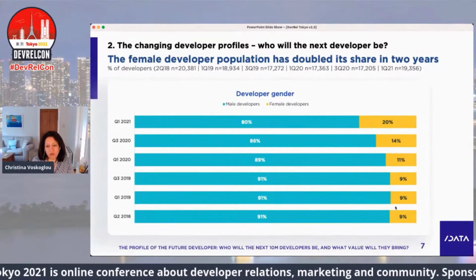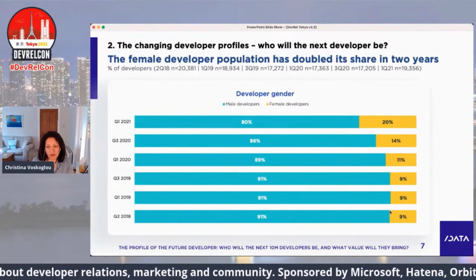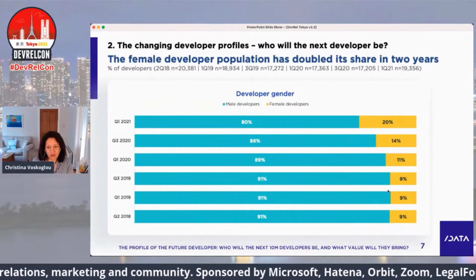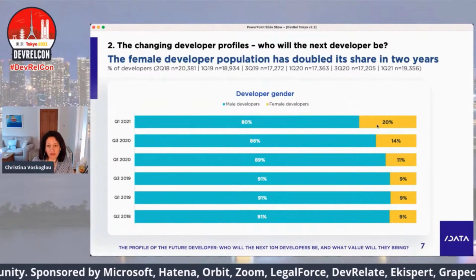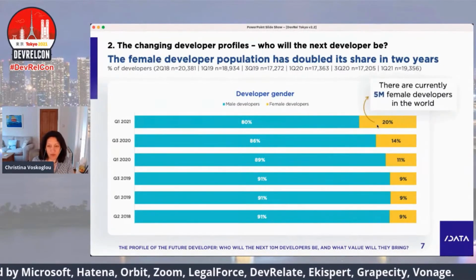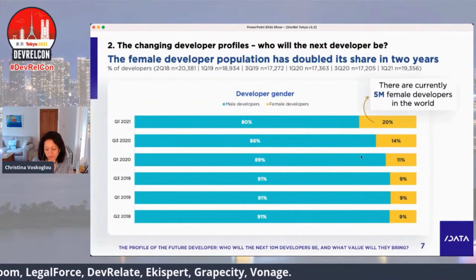But women used to be about 8 to 10% of the developer population. Now that has started to change. They're currently at 20%. That means that given the population, we have currently about 5 million female developers in the world.